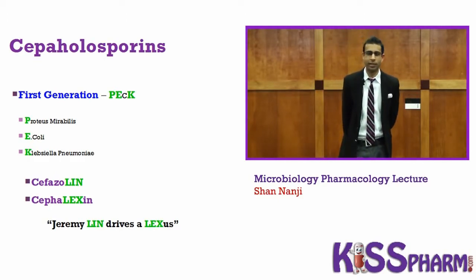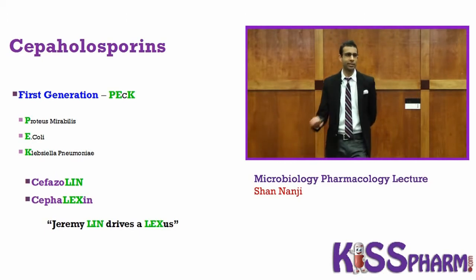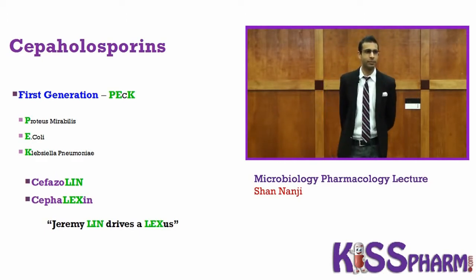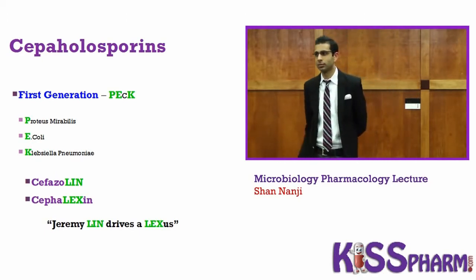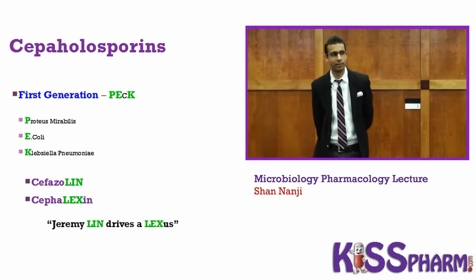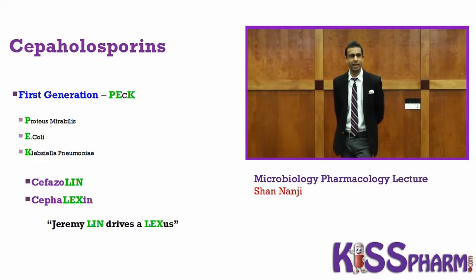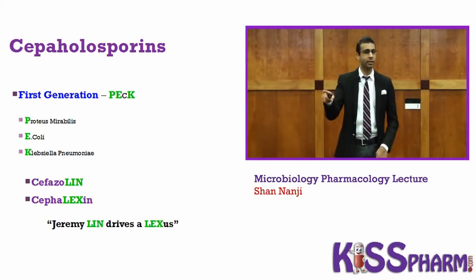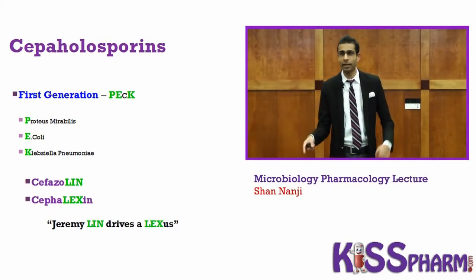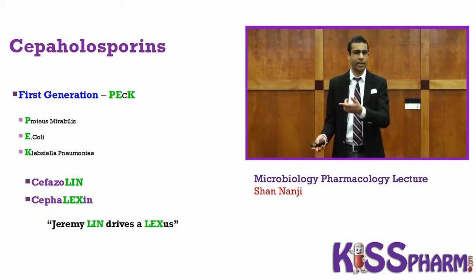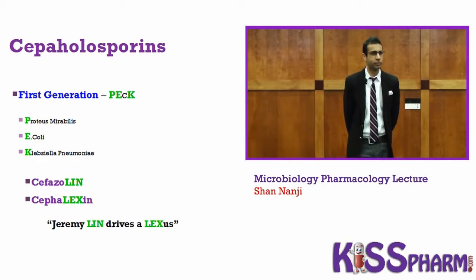Okay? So, Jeremy Lin is a basketball player, drives a Lexus. He's the best basketball player, number 1, I say. Drives a Lexus. Jeremy Lin drives a Lexus. Lin and Lex, first generation. Lin and Lex. Excellent. Starts with Ceph, has Lin and Lex in it. First generation. Use it to treat PEC.